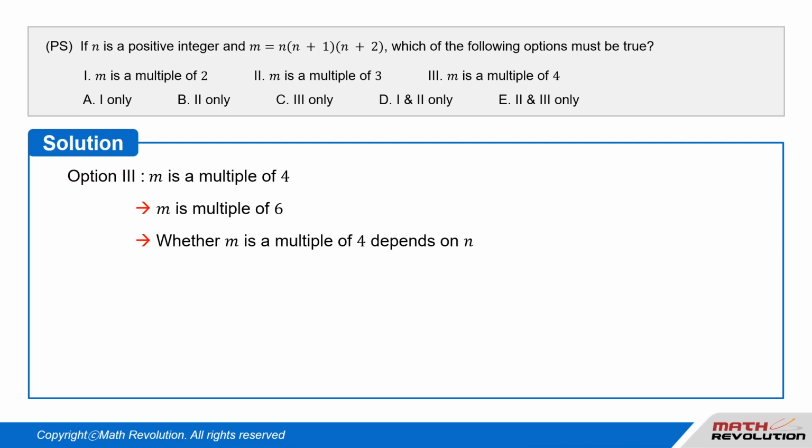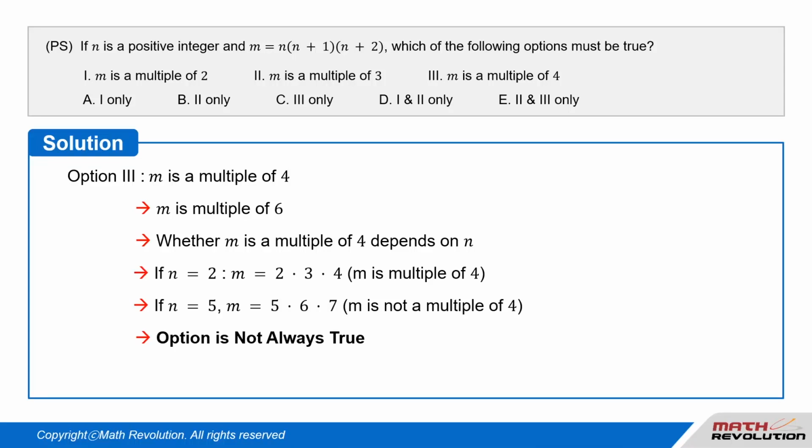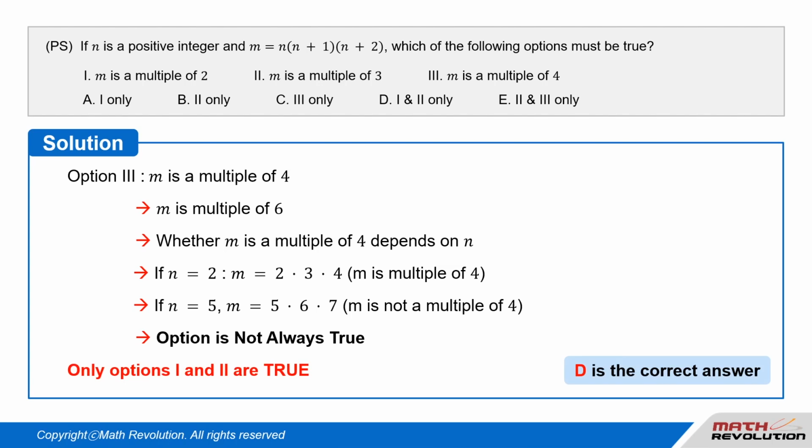Option 3. m is a multiple of 4. m will be a multiple of 6, and thus it would depend on the value of n whether m is a multiple of 4 or not. If n is 2, m equals 2 times 3 times 4, and m is a multiple of 4. But if n is 5, m equals 5 times 6 times 7, and not a multiple of 4. So this option is not always true. Only options 1 and 2 are true, and D is the correct answer.